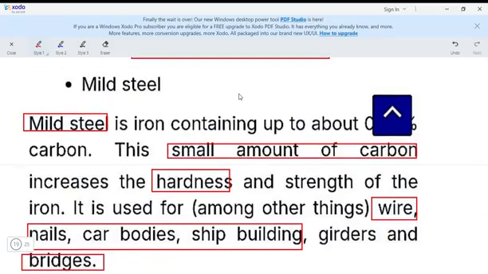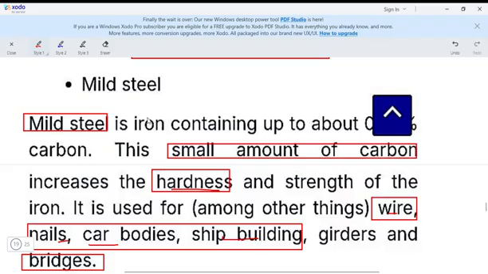When you say mild steel, this one has just a small amount of carbon. The small amount of carbon increases the hardness. So when the carbon is not that much, the iron will be harder, and that's why we can use it for wire, for nails, for car bodies, for ship building. Any iron where the carbon is not much at all is a mild steel.